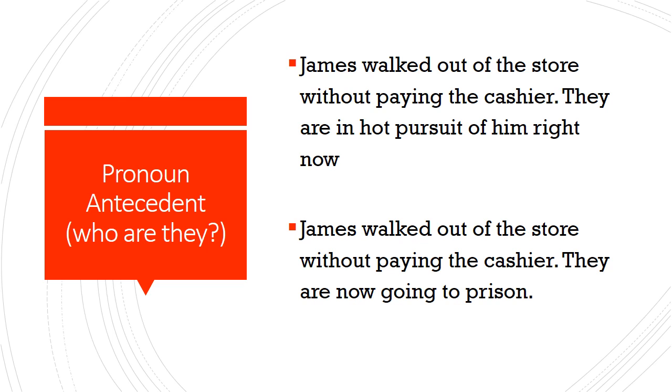So, James walked out of the store without paying the cashier. They are now going to prison. Who are they? We've already established that James is a male. The cashier isn't necessarily going to prison, or that doesn't make sense in context. So we have to clarify exactly what we mean by they.